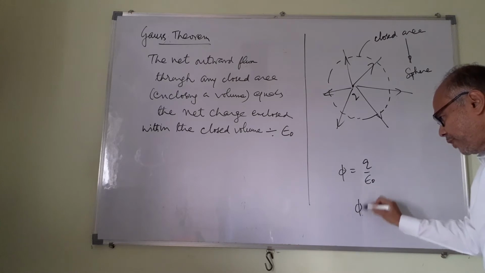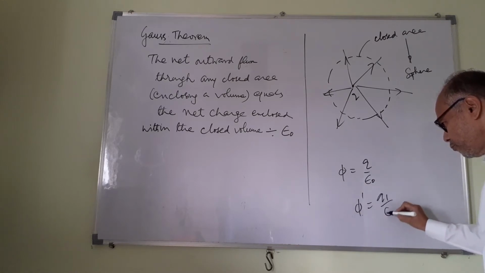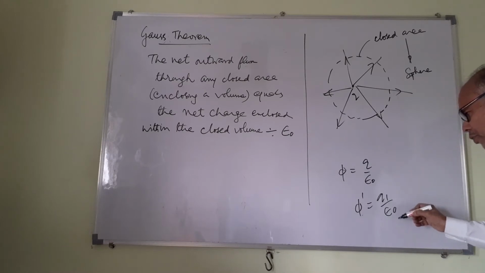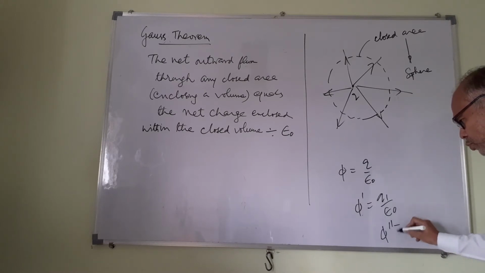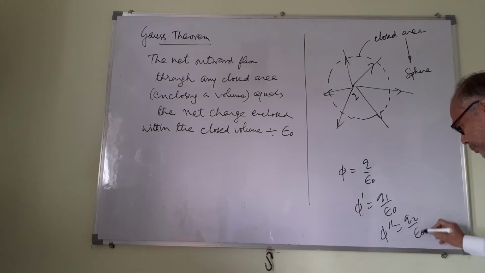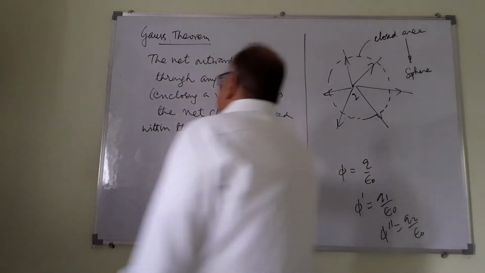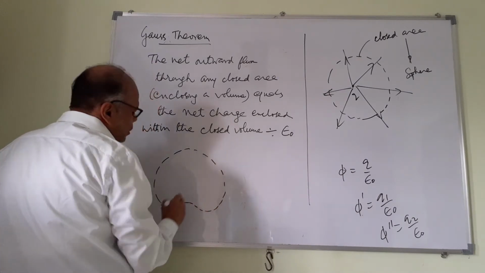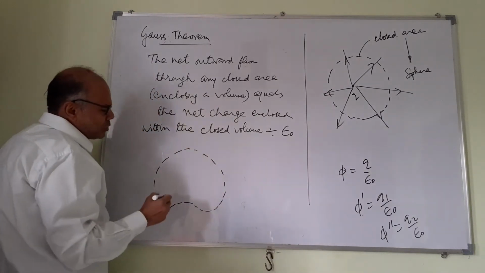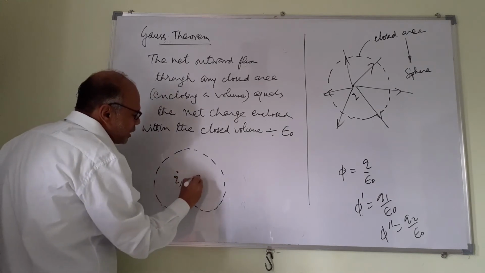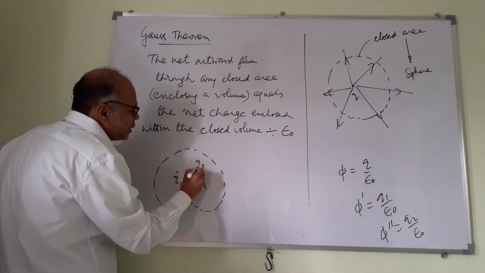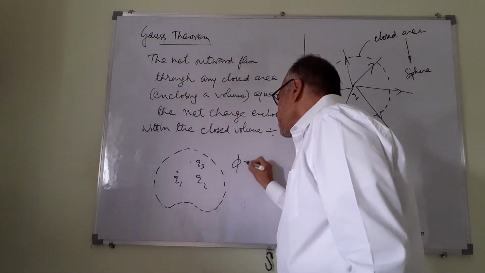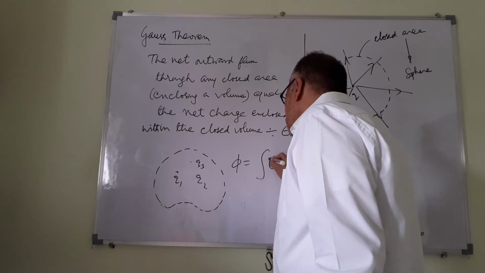So for a charge, the flux due to Q1 would be Q1 by epsilon naught. Flux due to Q2 would be Q2 by epsilon naught. So if within this closed area enclosing a volume, there are several charges Q1, Q2, Q3, etc., then the Gauss theorem simply says that the flux through the closed volume.